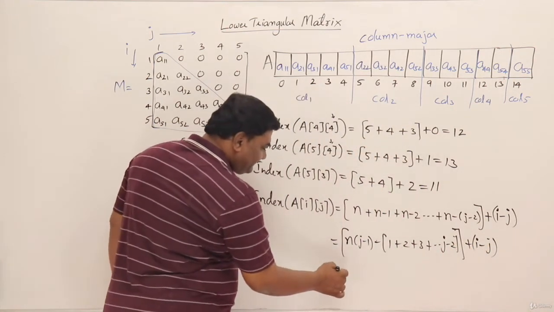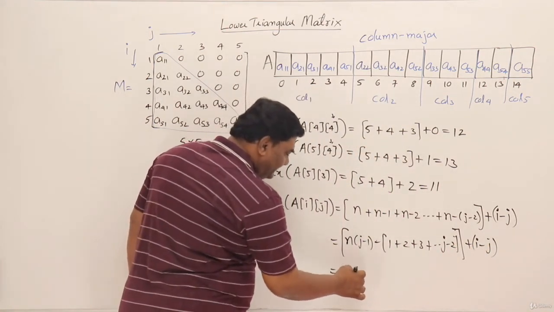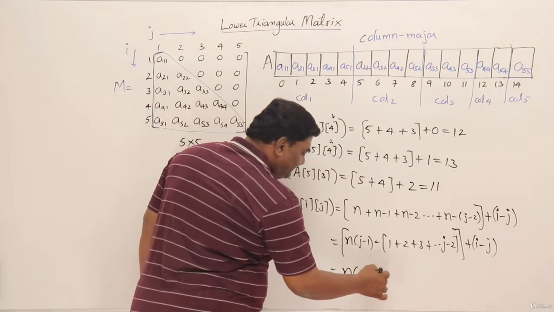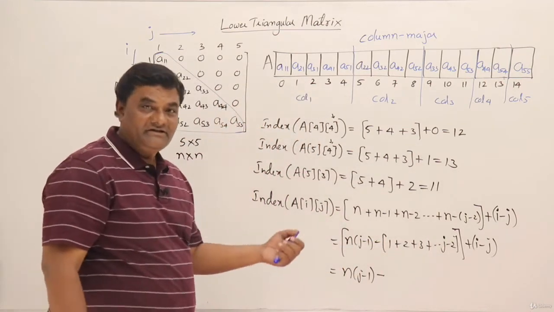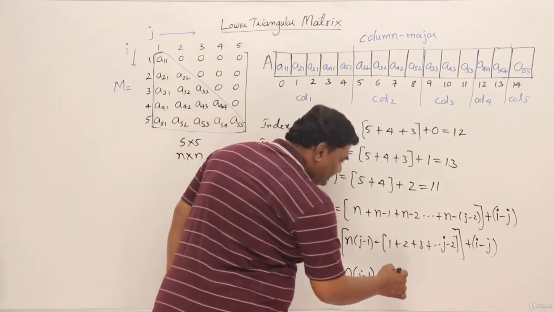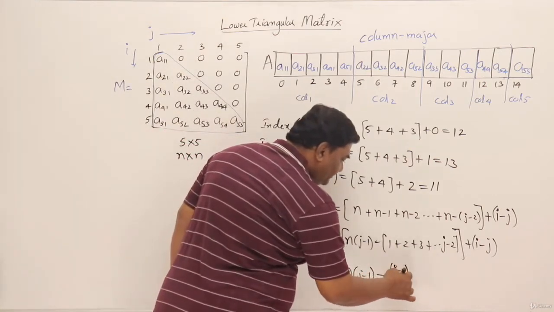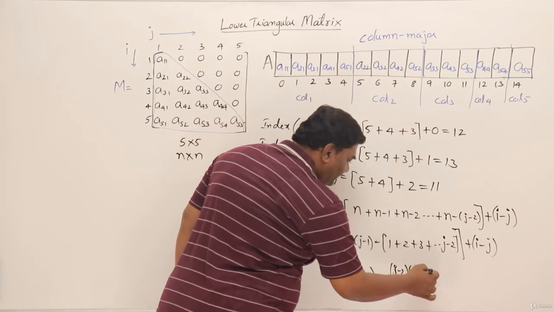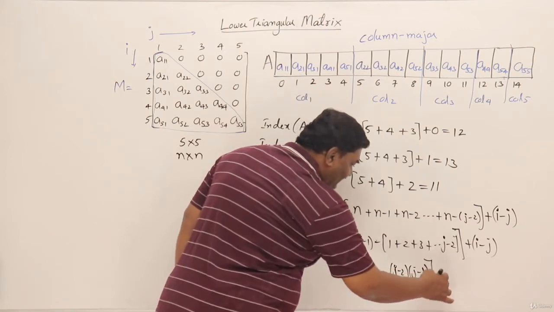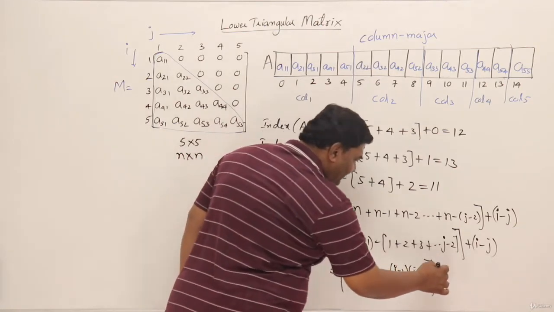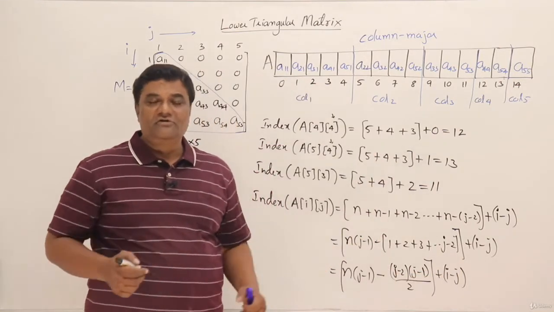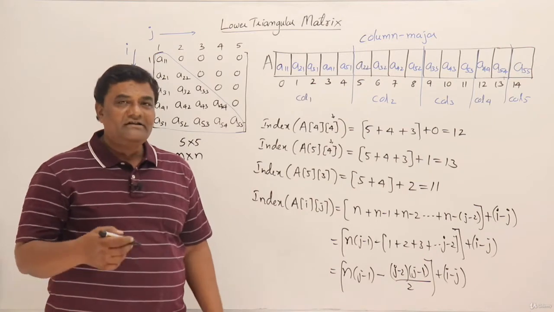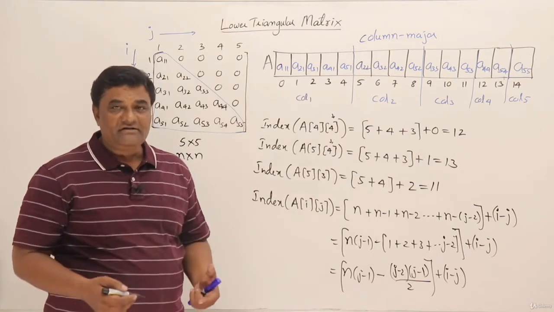I can simplify it further and say n into j minus 1, then minus, this is sum of n terms till j minus 2. So this is j minus 2 into j minus 1 by 2, and this is within a bracket, plus i minus j. So this is the formula for column major representation, and later we will see how to write a program for this one.